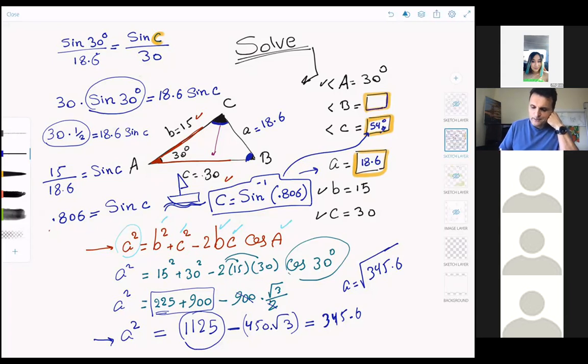Now, how do we solve for B? You need to get 180. Very good. So we add them up. We will add them up. And it's going to be 84. And that B is going to be 96.